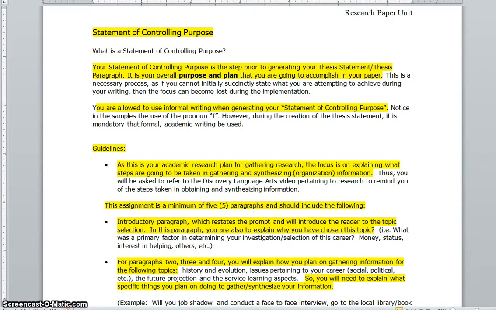Statement of controlling purpose. This is your purpose and plan. You've got 5 paragraphs where you're going to tell the English 11 PLC team exactly what you're going to accomplish during this particular project. It is the step prior to generating your thesis in your thesis paragraph. It is telling us how you plan on accomplishing this project, this paper. We don't expect that you've gotten that far into your research. This is just the general plan. You are allowed to use informal writing when generating your statement of controlling purpose. That means you're allowed to say I, me, my, etc.